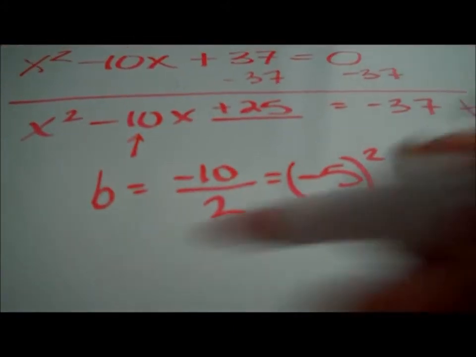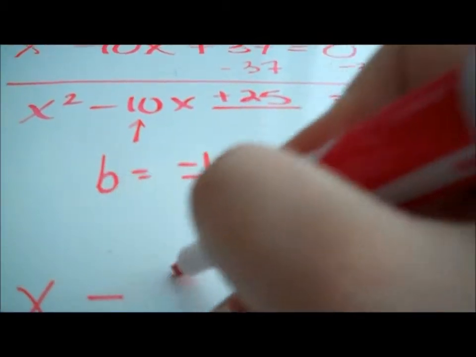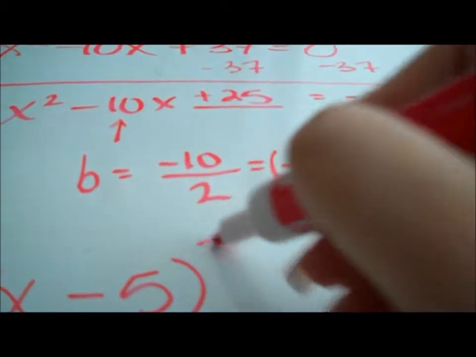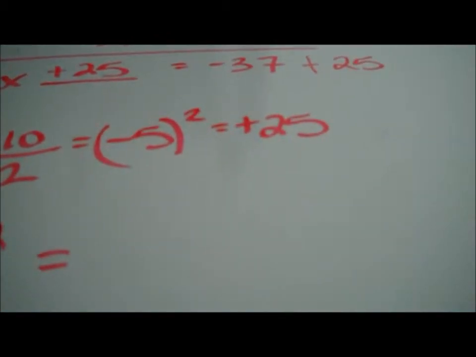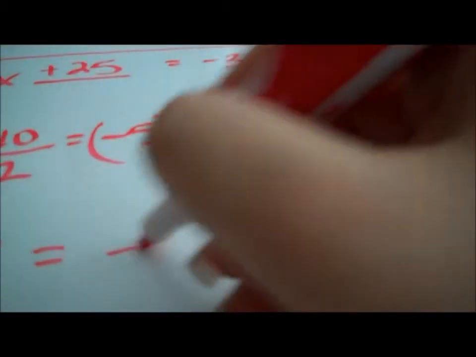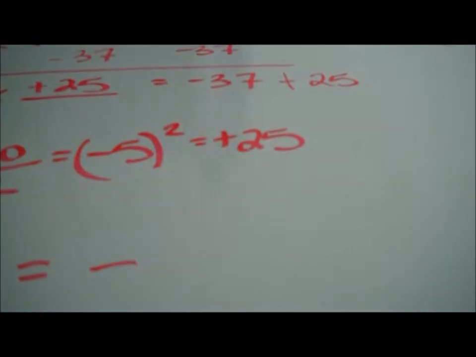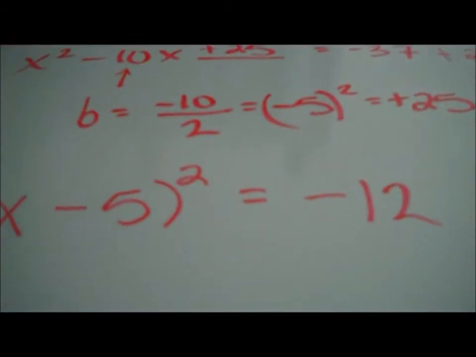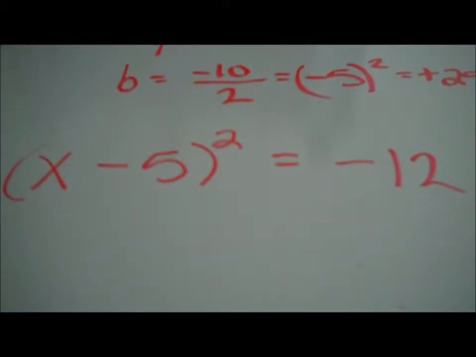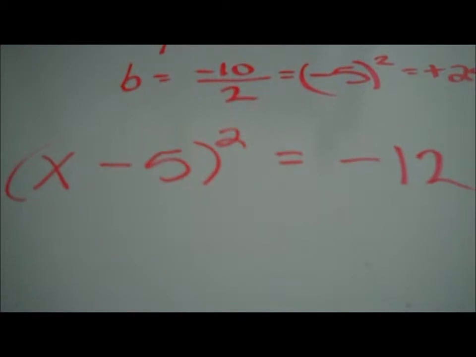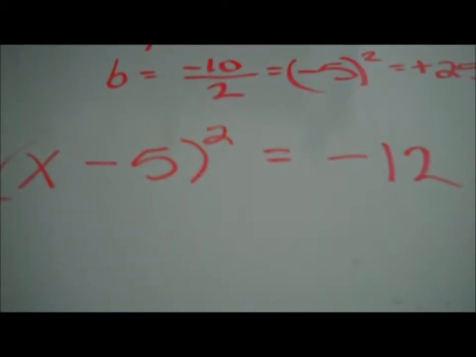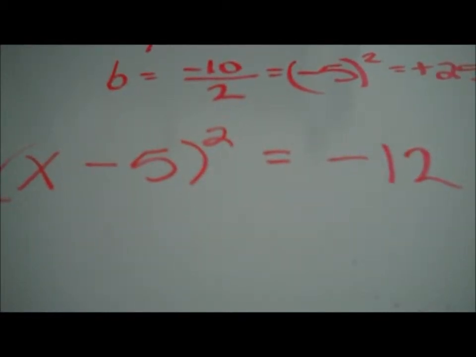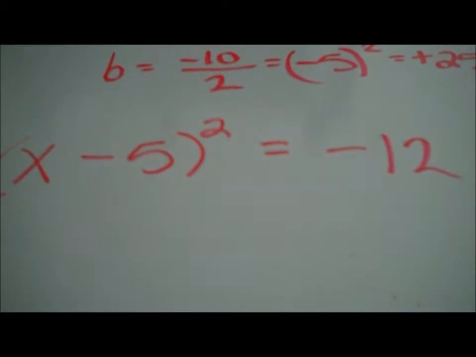So on the left-hand side, I can rewrite this as x minus 5 quantity squared. And then on the right-hand side, I can write this as a negative, what are we going to get? 12. Okay. So I have my equation set up here: the quantity x minus 5 squared equals a negative 12.